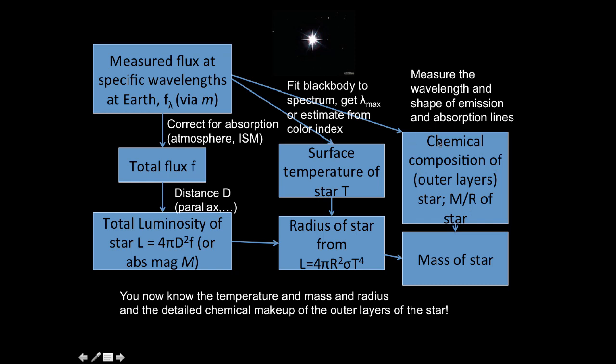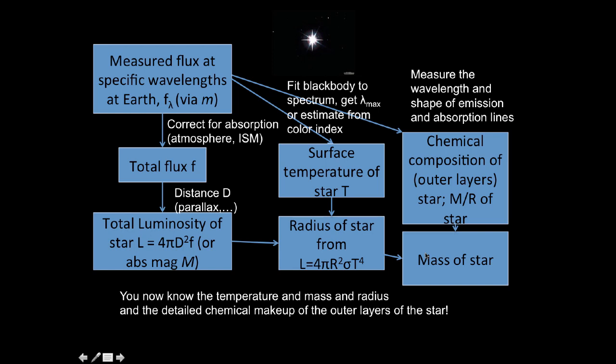And these give the chemical composition of the outer layers of the star and information about the mass to radius ratio of the star. And of course, if we have already extracted the radius of the star, then if we know the mass to radius ratio, then it is very straightforward to extract the mass of the star. So this is another way to determine the mass of the star.